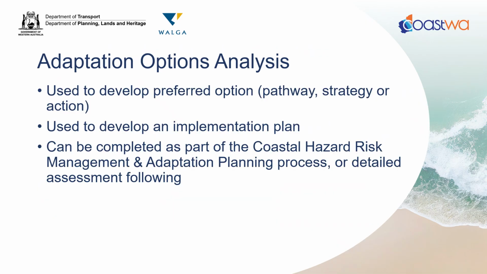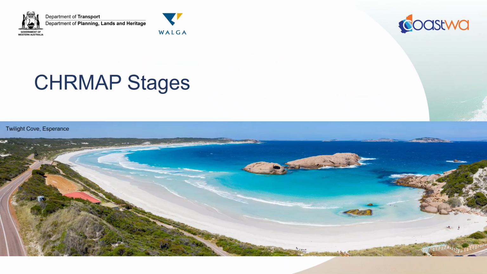The adaptation options analysis is ultimately used to develop a preferred option. And again, that option can be a pathway, it can be a broad strategy, or a specific action. It's often used then to develop an implementation plan, setting out that pathway or strategy or action. It can be completed as part of the coastal hazard risk management adaptation planning process, or it could be a more detailed assessment following that first broad process.